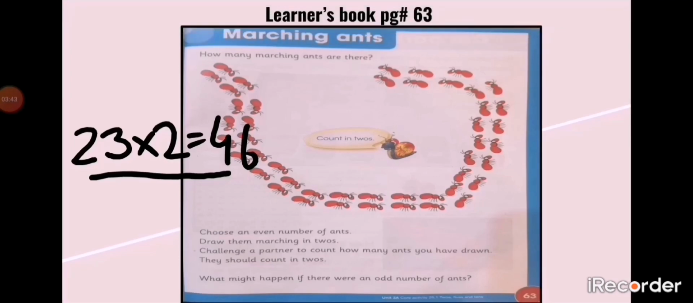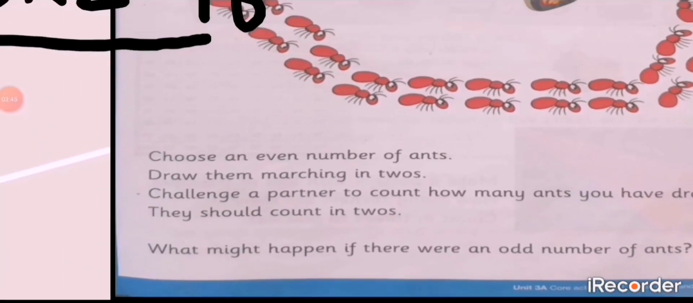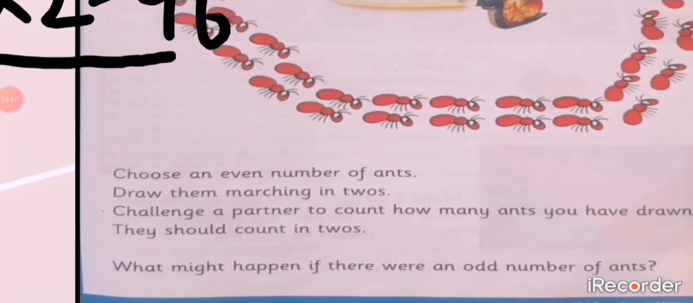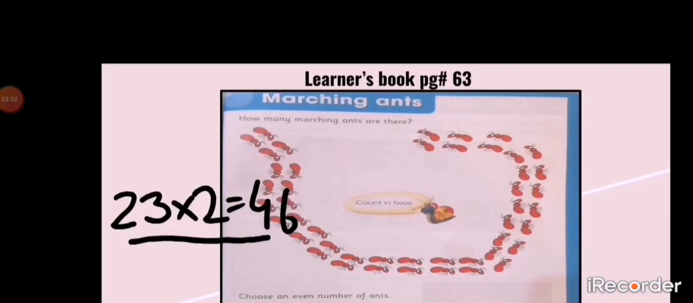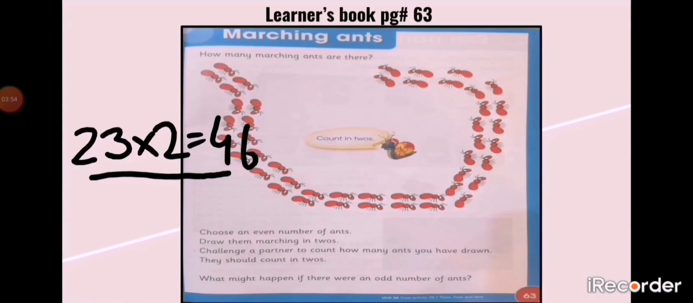Now after doing that work, you can also do this activity by yourself on a rough page. You can draw an even number of ants, you can draw an odd number of ants and count them in 2s or 3s or 5s. I hope you will enjoy this activity.